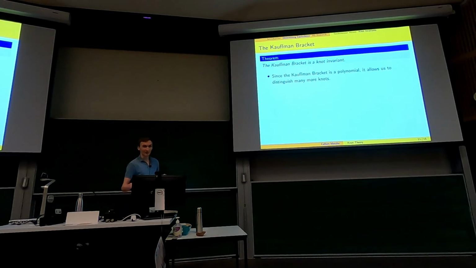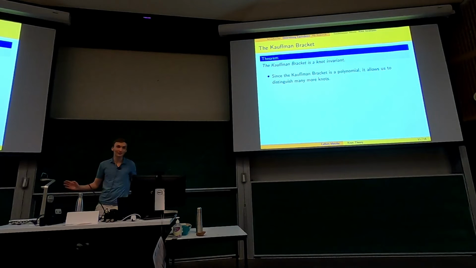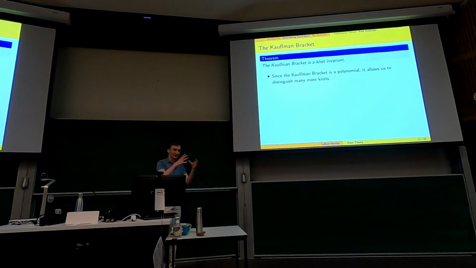But because it's a polynomial, well, that allows us to do a lot more than just say yes, tricolorable, or no, not tricolorable. Now we have this vast family of knots, where one knot might have a to the 4 plus 7a to the 2 minus a to the minus 4. Well, that's a family in itself. Are many knots going to share the same polynomial? Probably not.